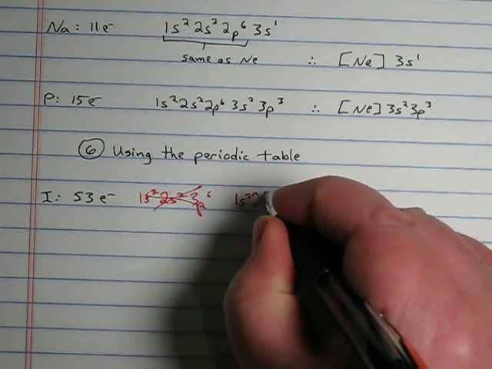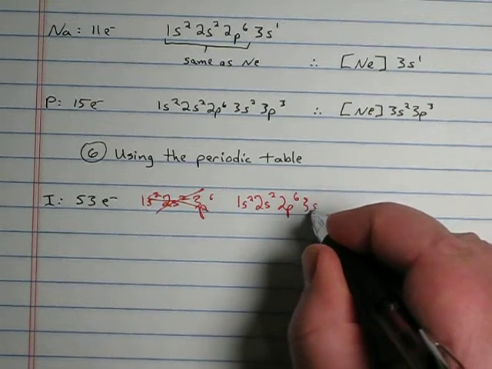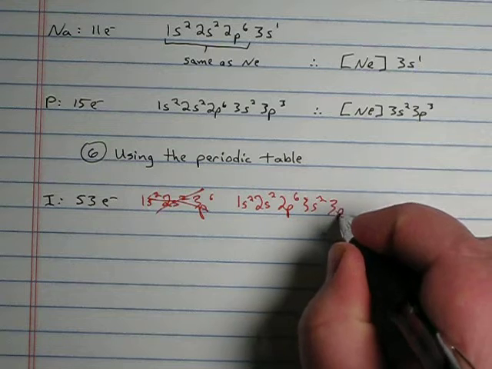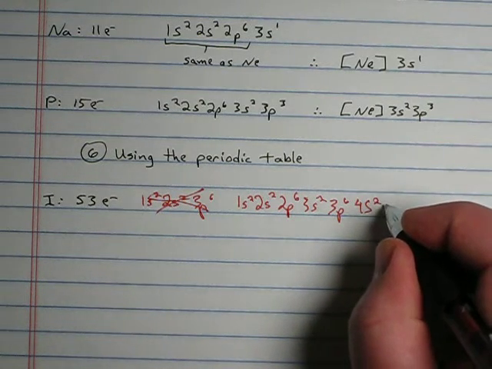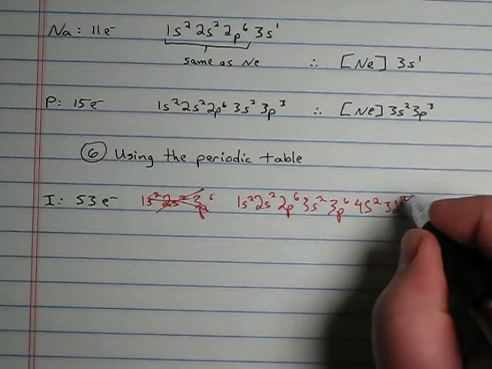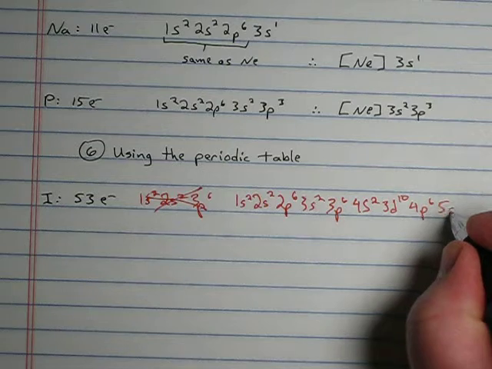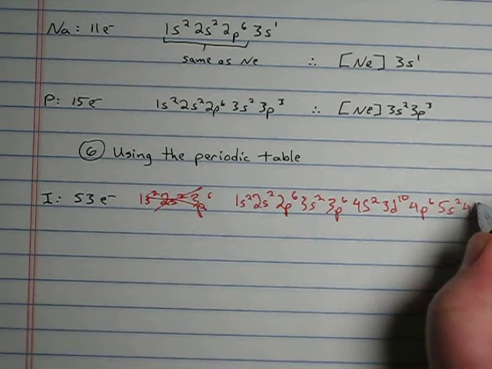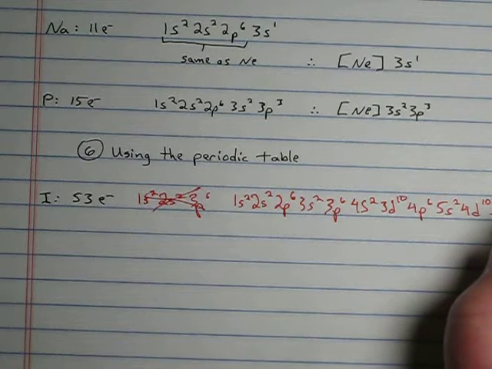1s2, 2s2, 2p6, 3s2, 3p6, 4s2, 3d10, 4p6, 5s2, 4d10, 5p5.